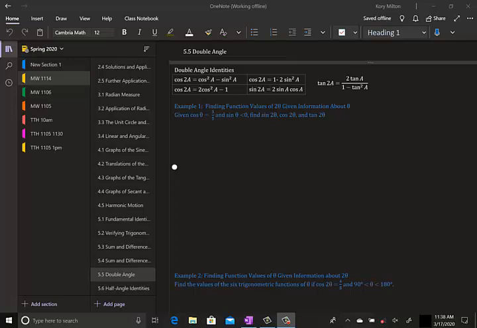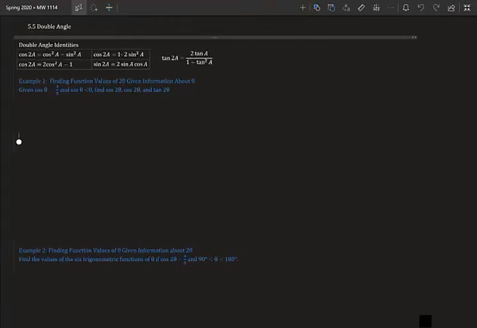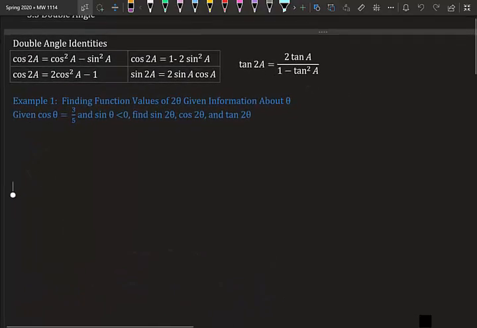5.5 double angle. So some more identities to throw at you. Double angle identities. We have 3 cosine double angle identities, 1 sine double angle identity, and 1 tangent double angle identity. And you use them as if we used any other identity.